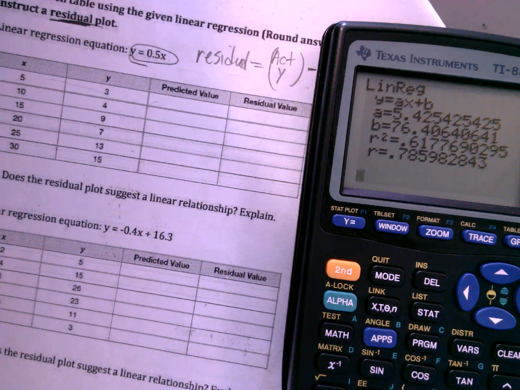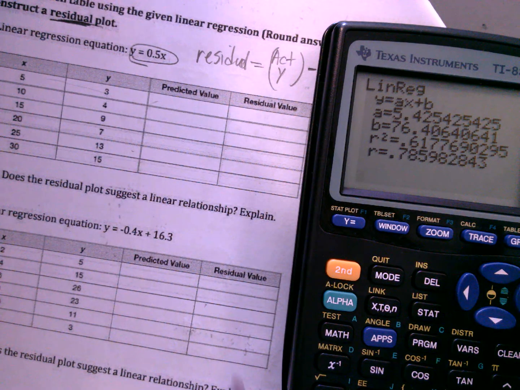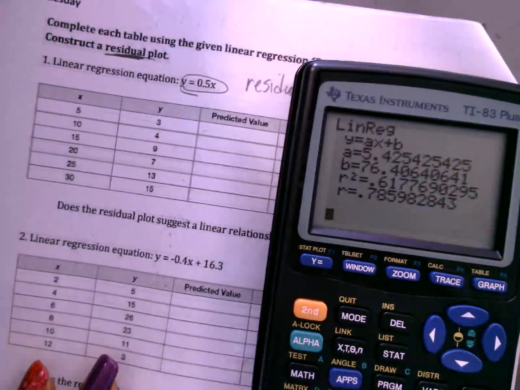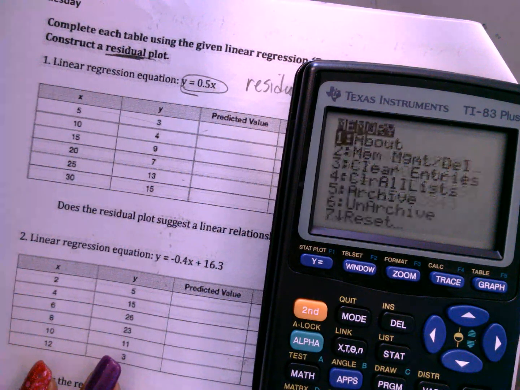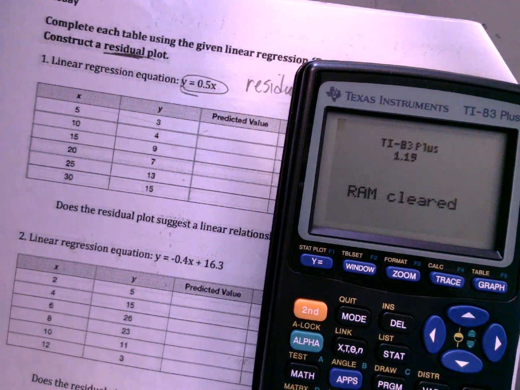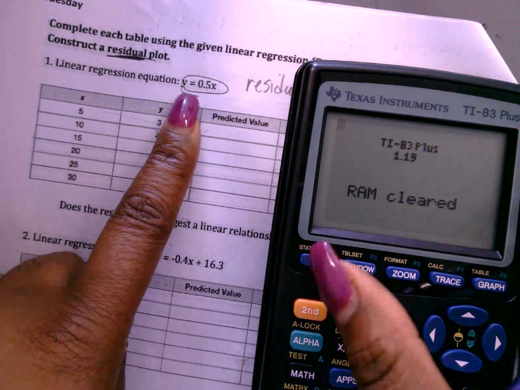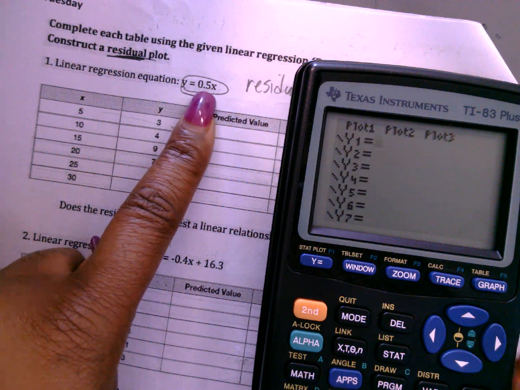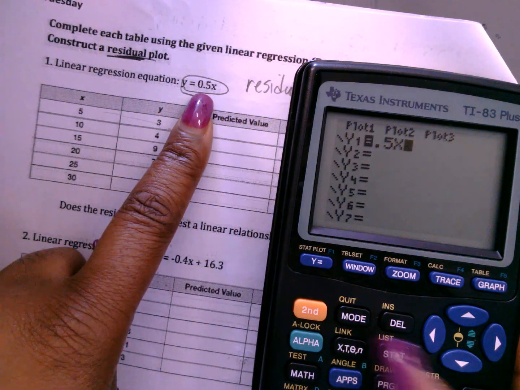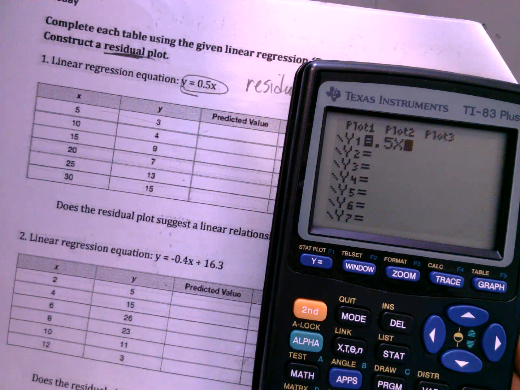Pause real quickly. All right, so now we're going to type this in the calculator. I'm going to clear my calculator, 2nd plus 7 1 2, because I got all that stuff in it. So now you're going to go to y equals and type this equation in, 0.5x. Okay, got it?